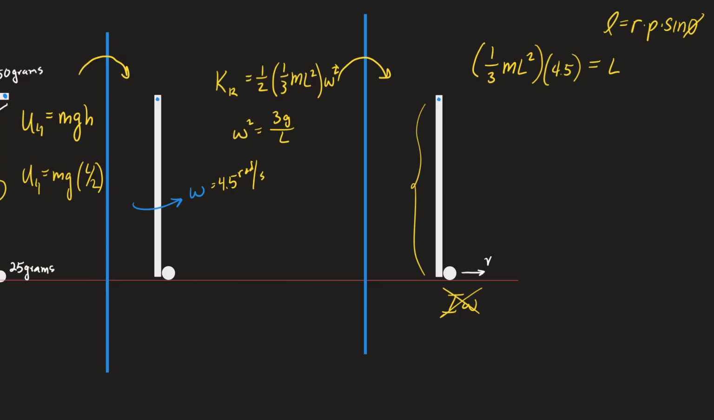Now, the bar has a mass of 50 grams, and the ball has a mass of 25 grams. So I'm just going to put a 2 here and put an M here. That way I have less math to do. That's why I gave you 25 and 50. Fair enough?